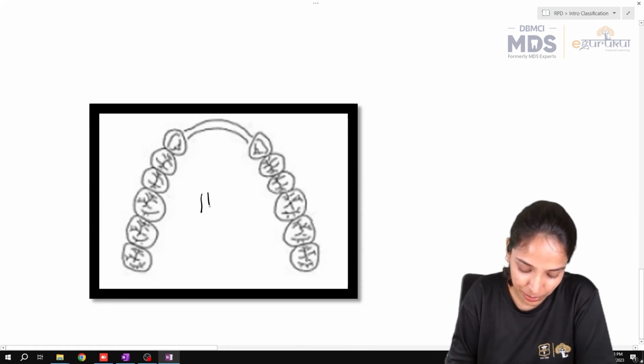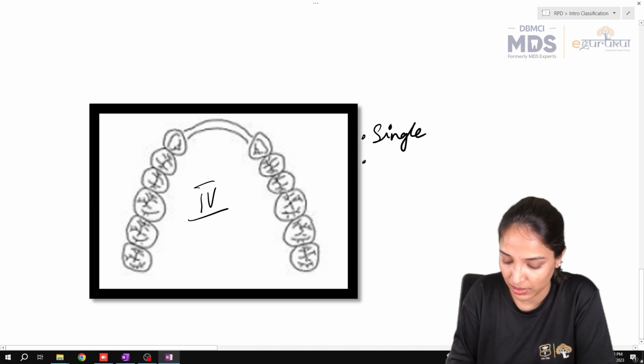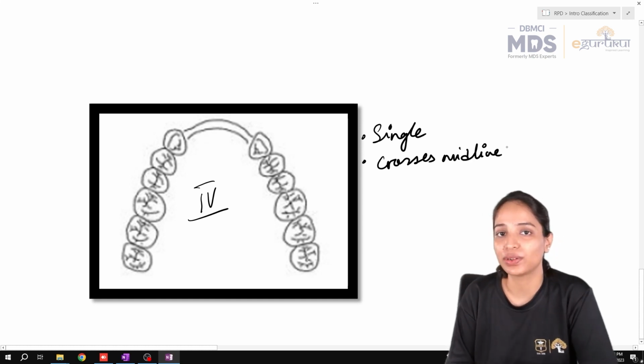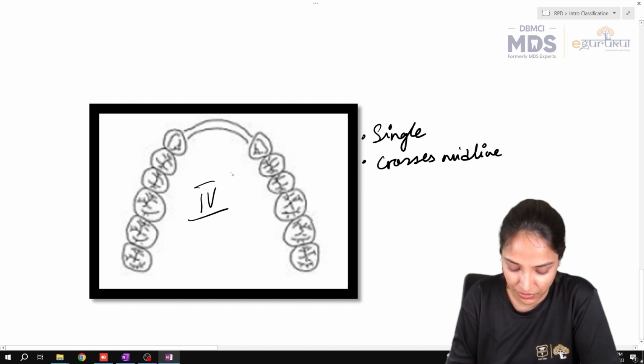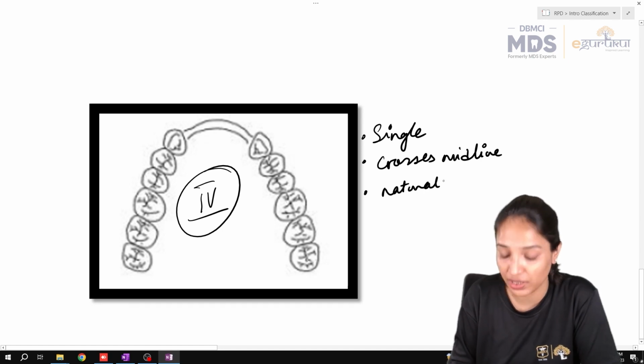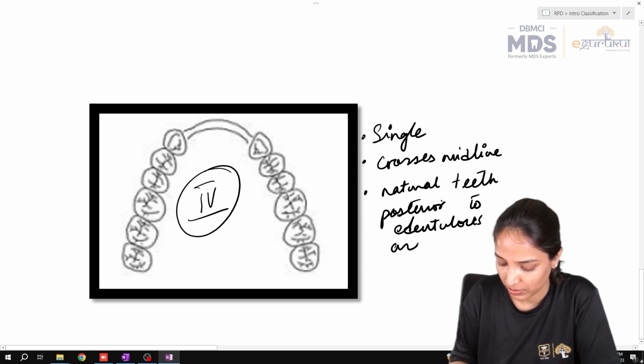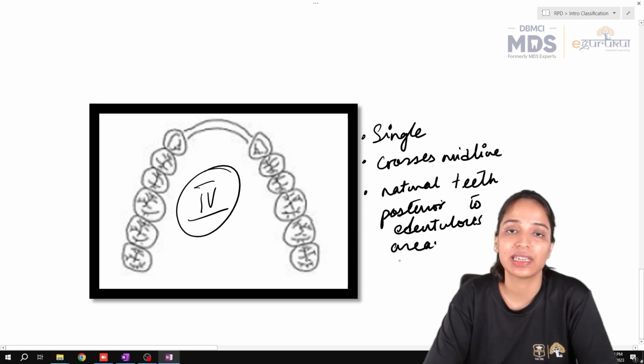Kennedy's class 4 would be what? A single edentulous area which crosses the midline. Now, if you see previously, Kennedy class 3 did not cross the midline. Here, Kennedy class 4 is crossing the midline and natural teeth are located posterior to the edentulous area. This comprises Kennedy class 4.